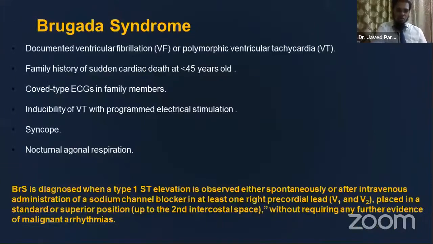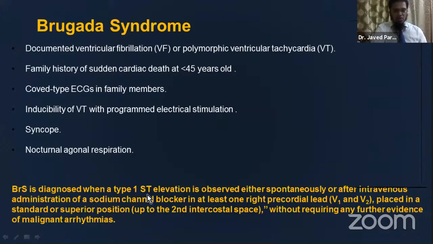Brugada syndrome is a documented ventricular fibrillation or polymorphic ventricular tachycardia with a family history of sudden cardiac death or coved type ECG in family members, or if there is an inducible VT with programmed electrical stimulation, or history of syncope, or history of nocturnal agonal respiration. So if you have any one of these with the ECG pattern which we saw there, you have a clear-cut diagnosis of Brugada syndrome. You don't need a genetic analysis.